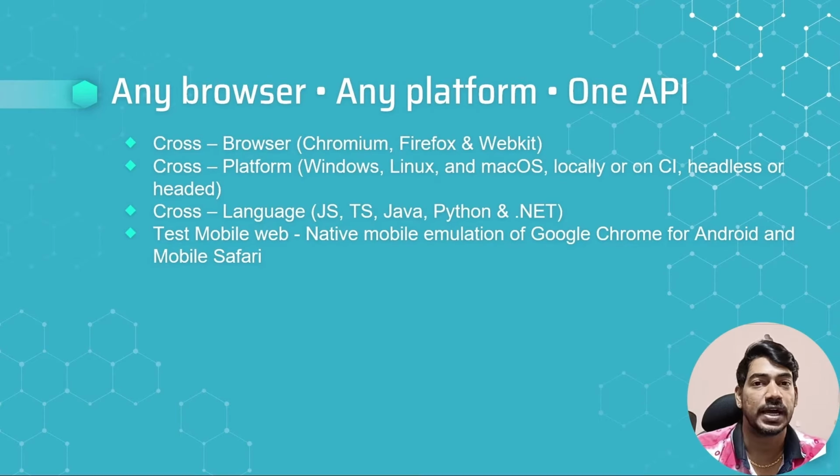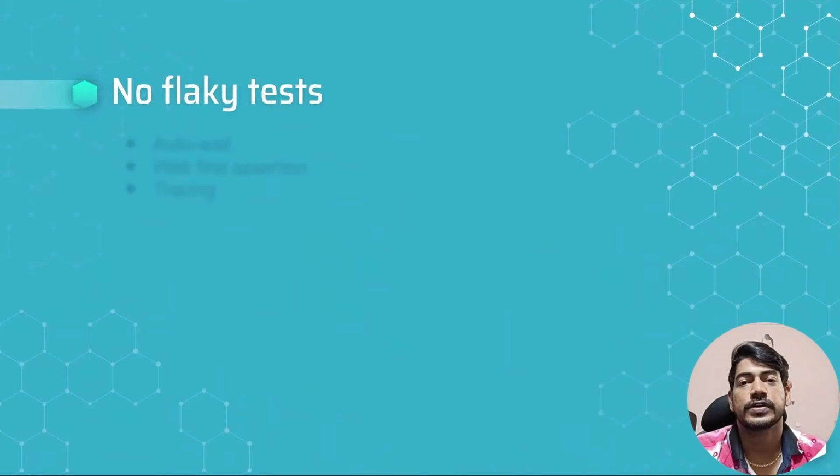We cannot do that for now. Maybe in future we can expect, but for now we can only automate the browsers available within the mobile. And my personal favorite feature of Playwright is no flaky tests. That means it has inbuilt support of auto waits, which we'll learn in our upcoming sessions.